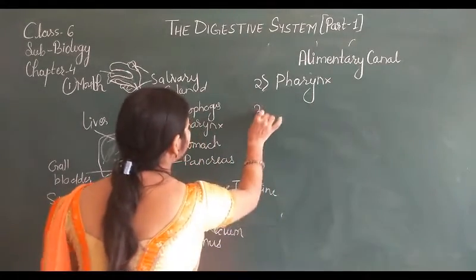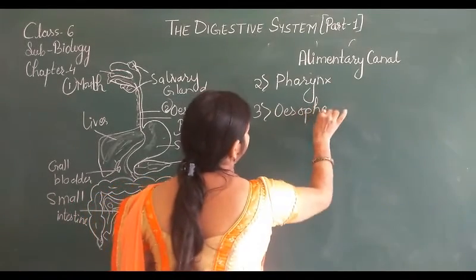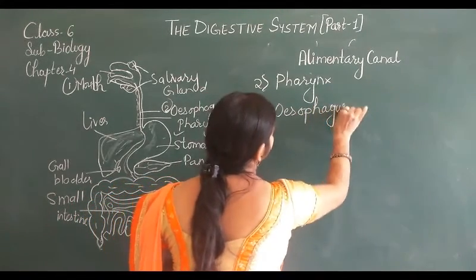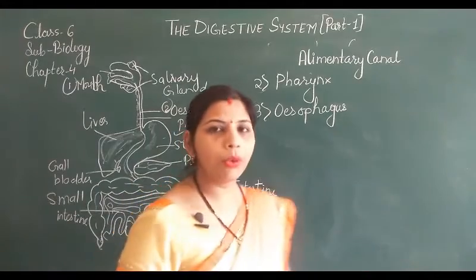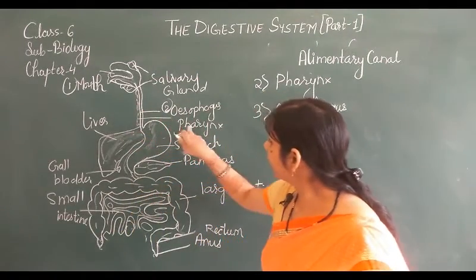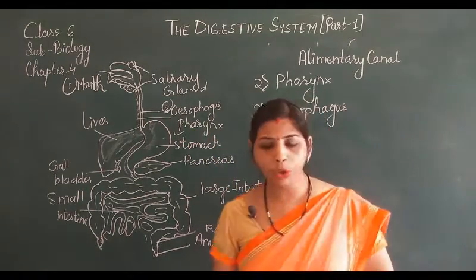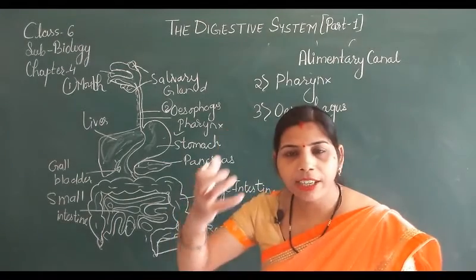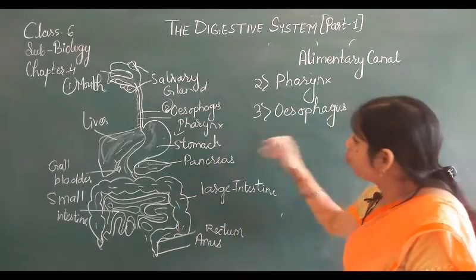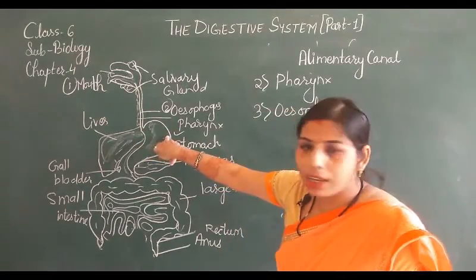Now the next part is the esophagus. Esophagus is also known as the food pipe. Look here, the mouth, then the esophagus, pharynx. The esophagus, also known as the food pipe, extends from the mouth and joins the stomach. Look here, mouth से निकल रहा है and joins to the stomach.